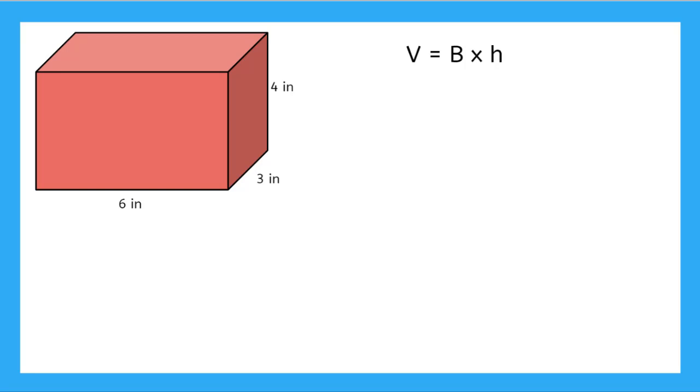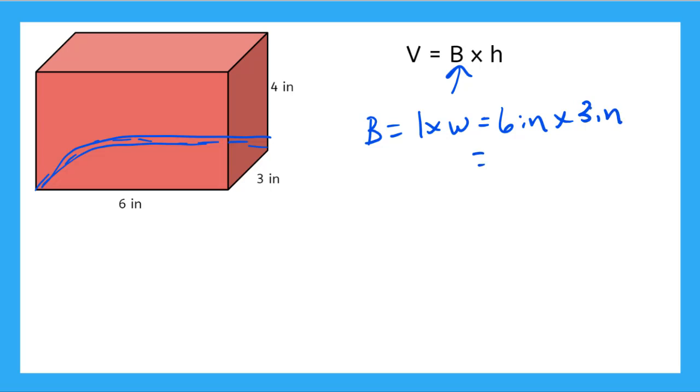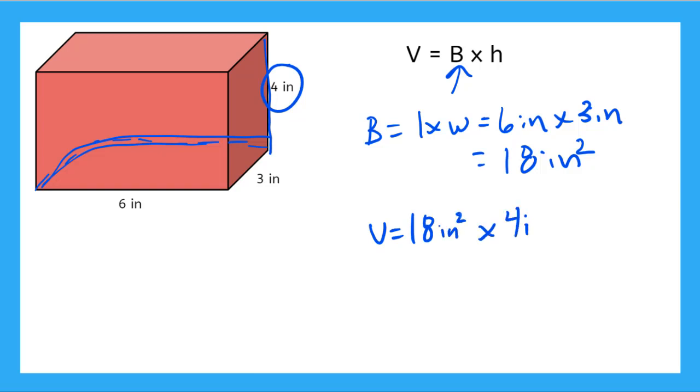Let's do this example together. So we need to find the area of our base first. So here we can imagine that there is a rectangular base down here that has length and width of 6 inches and 3 inches. So big B is going to be length times width of our base, which is 6 inches times 3 inches. And 6 times 3 gives us 18 inches squared. So that's my B. And now I need to multiply my B times the height of my prism, which I can see is this side length here, which is 4 inches. So V is equal to 18 inches squared times 4 inches, and that will give me a total volume of 72 inches cubed. So the total volume of my prism here is 72 inches cubed.